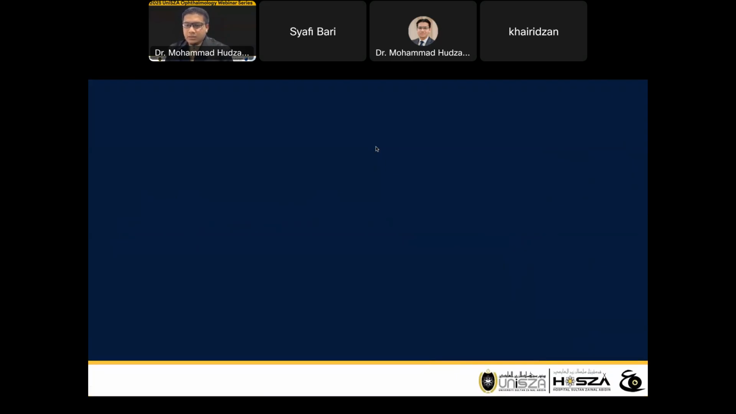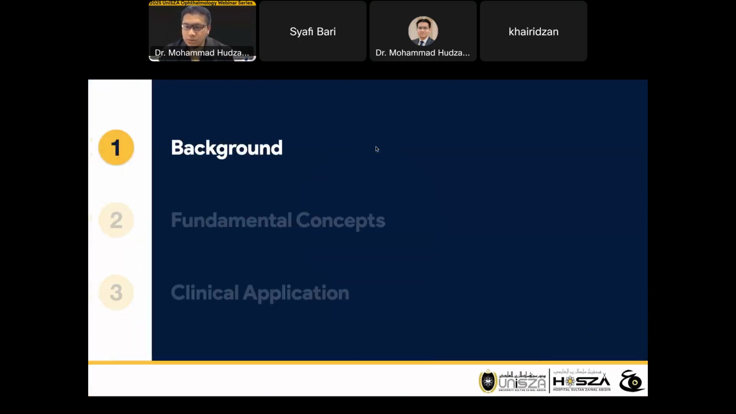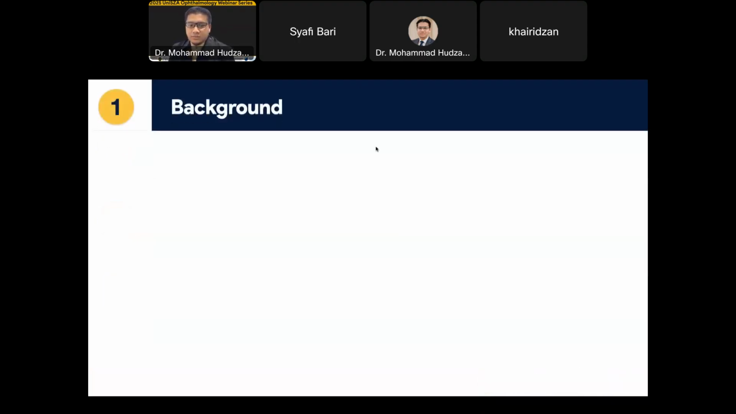Within these 45 minutes, we will only touch on 3 key points regarding the defocus curve. Only 3, not more, not less. By the end of this session, we aim that everyone understands these 3 key points, and finally is able to understand well about the defocus curve, especially in understanding the intraocular lens property. We will discuss the background, fundamental concept, and a bit of clinical application of the defocus curve.